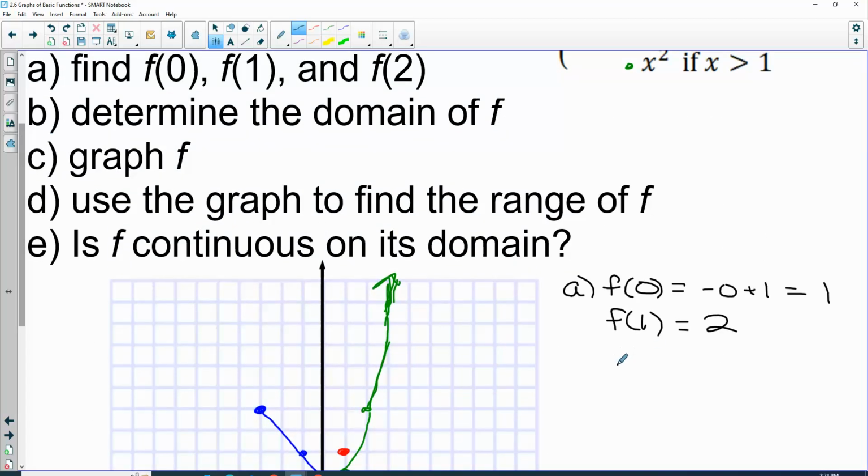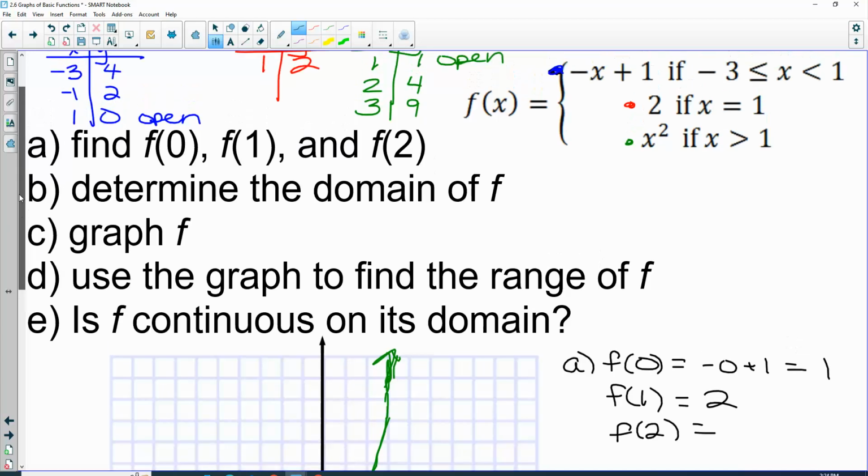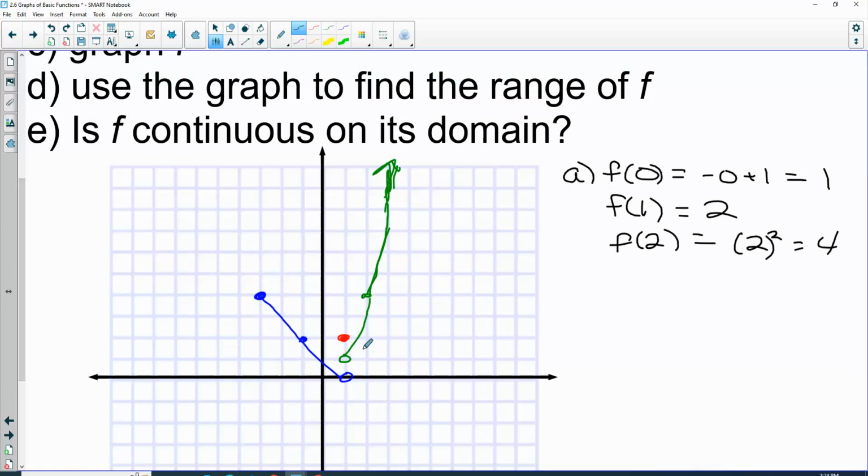F of 2. If x is 2, which piece are we putting it into? Third one. 2 squared is 4. If you look at your graph, 2, 4. That was our point. So we can check ourselves there.